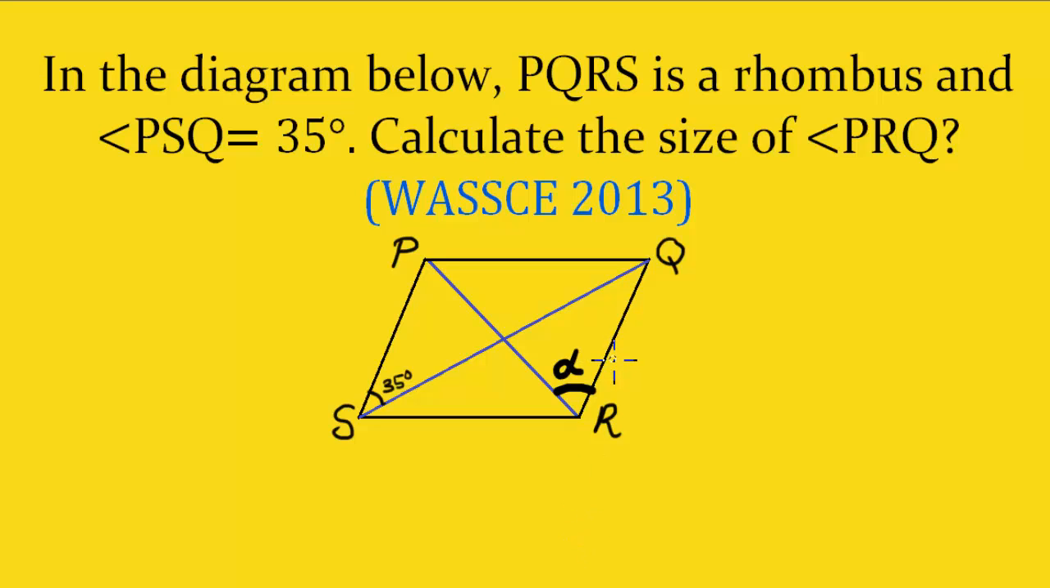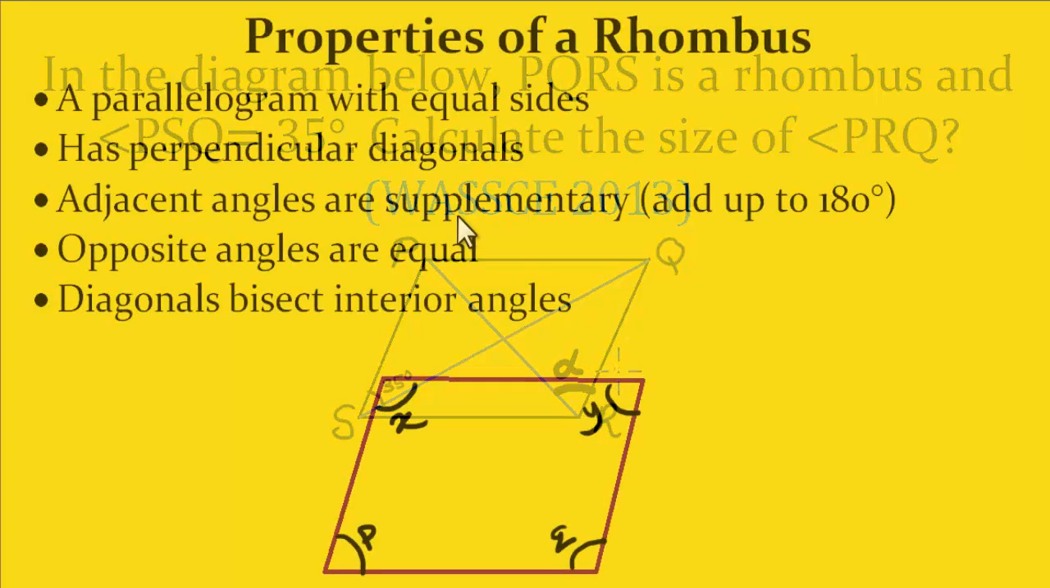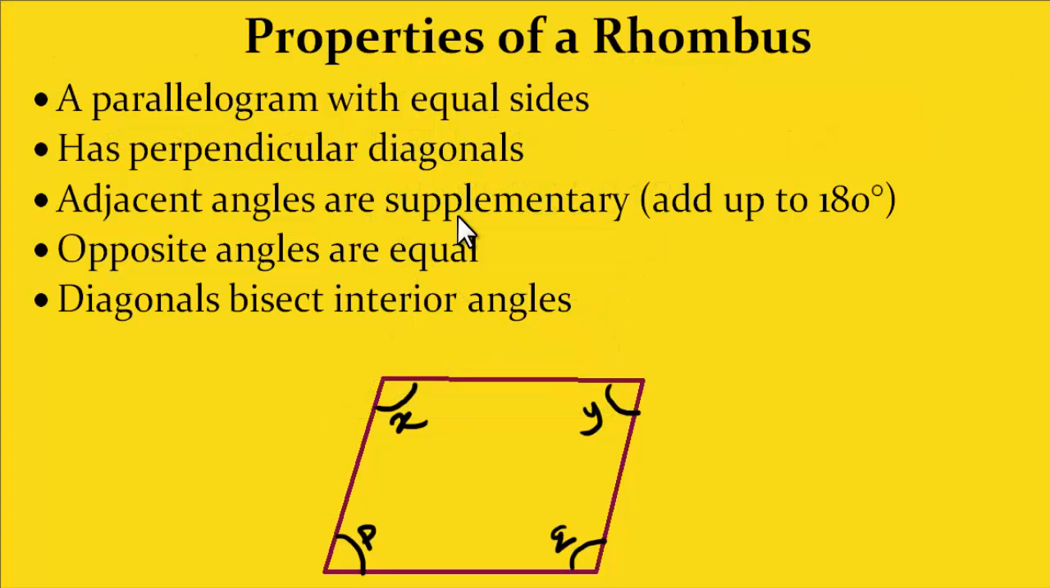Now, a rhombus has a lot of properties, and these properties will enable us to find the angle alpha, or even all of its angles if that was a question. So I'm going to visit the properties of a rhombus before I start to solve the question. So the properties of a rhombus are listed as follows.